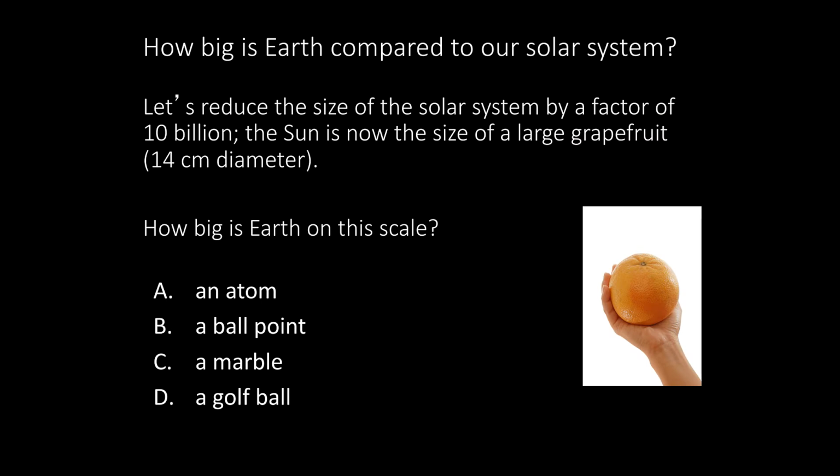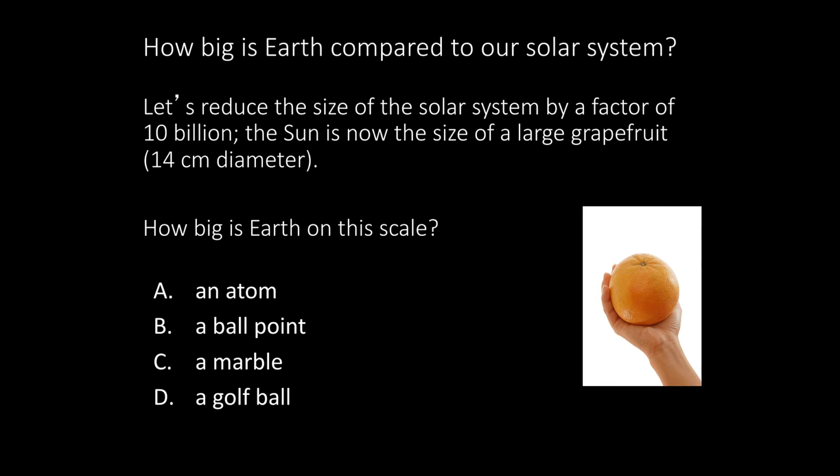Here's a question for you. Let's imagine that you have a large grapefruit. This kind of looks like an orange here, right? But it's a grapefruit. So imagine a nice chunky grapefruit, and imagine that that is the Sun. So we're going to reduce the size of the solar system by a factor of 10 billion. That's what you would have to do to reduce the Sun to the size of a large grapefruit, about 14 centimeters in diameter. How big would the Earth be on this scale?